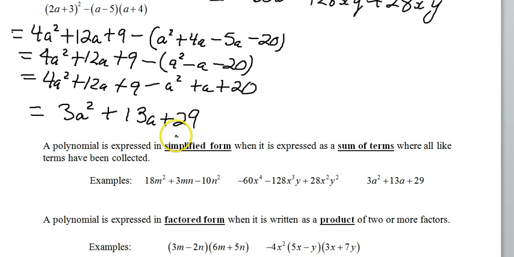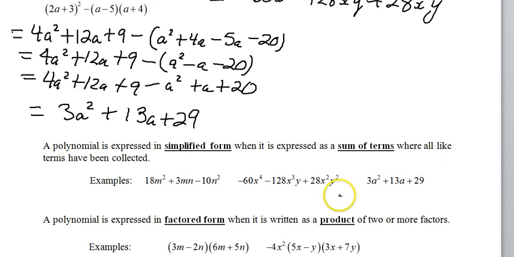Okay, moving on. A polynomial is expressed in simplified form when it is expressed as a sum of terms where all like terms have been collected. So up here, like terms: the a squared, the a's, and the two numbers. Those are like terms. So here are some examples that you can look through, and you'll see all the like terms have been collected.